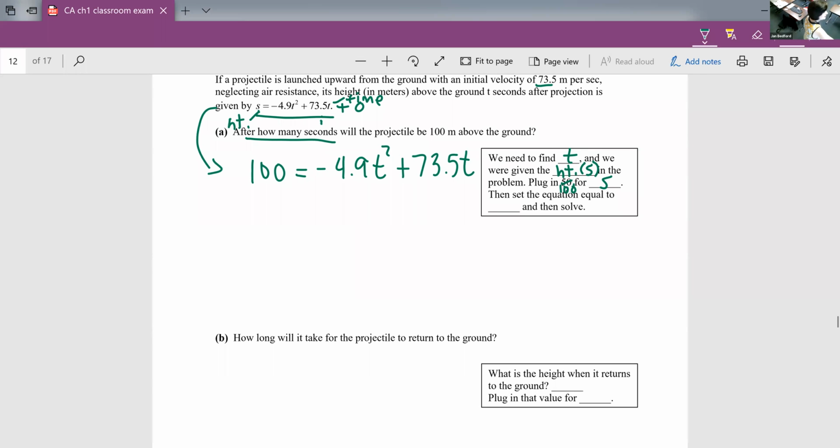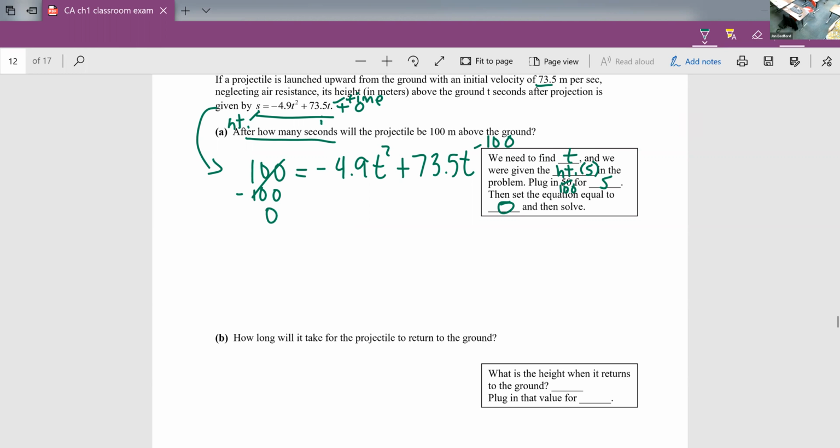What do you think I need to do with this thing before I go any further? Now think for a minute. I got to set it equal to 0, and then I can solve. So to set it equal to 0, I'm going to subtract 100 from each side.